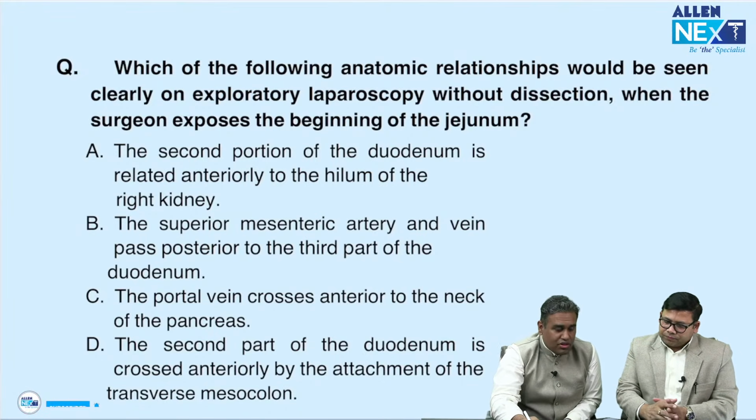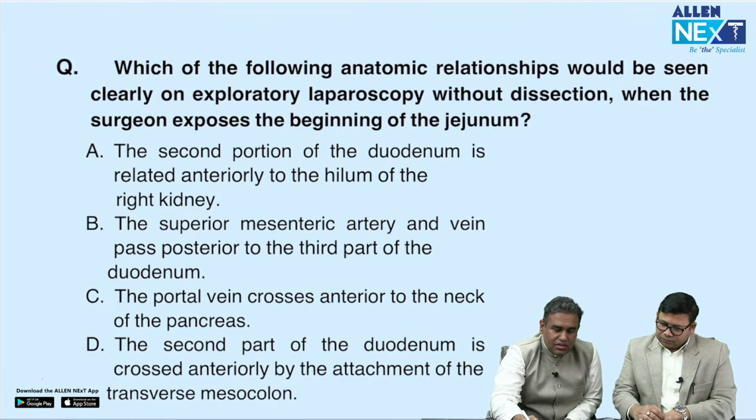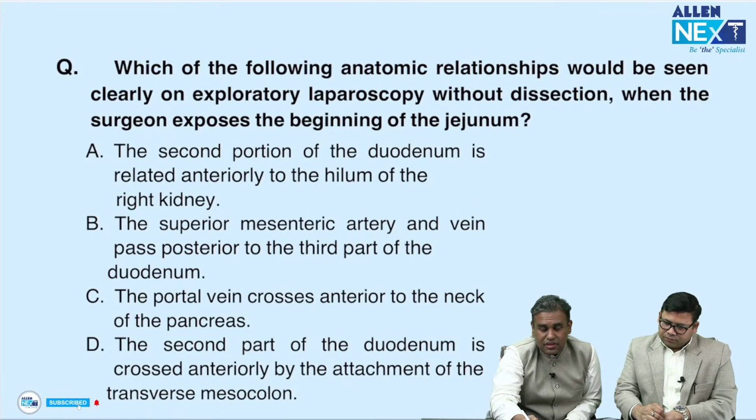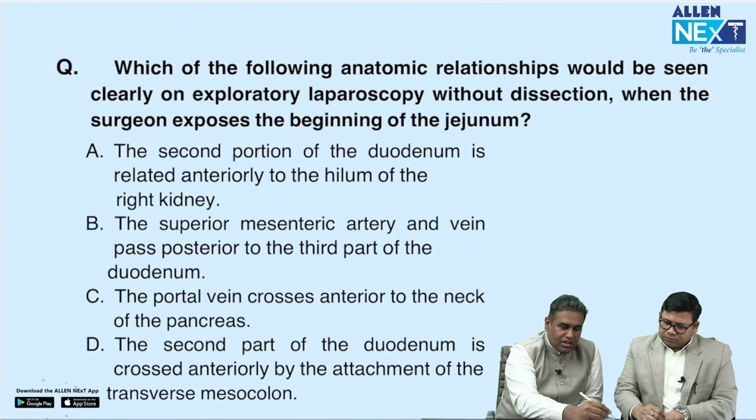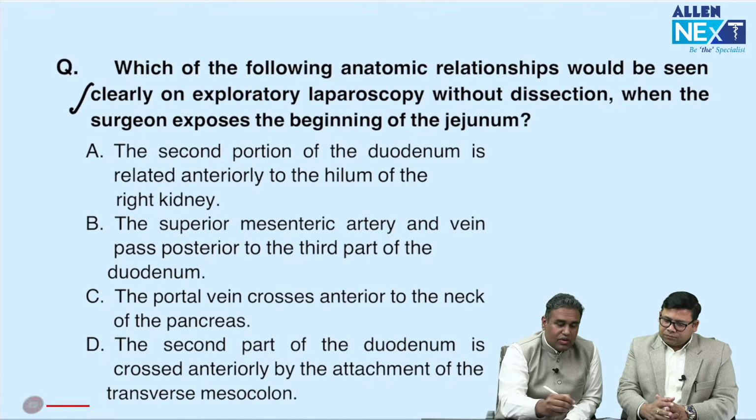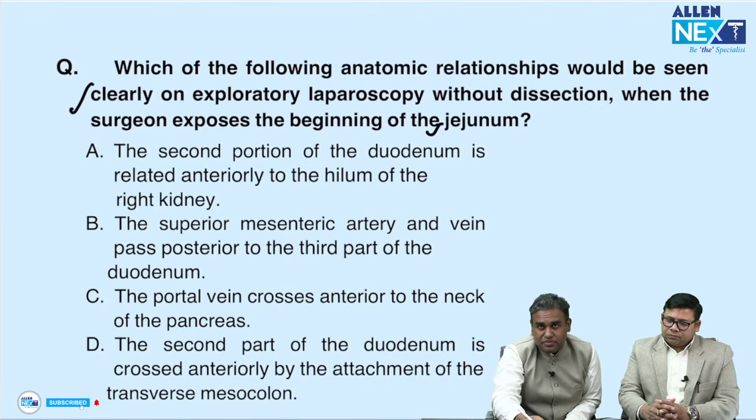So there's another beautiful question for you guys. Listen carefully. Which of the following anatomical relationships would be seen clearly on exploratory laparoscopy without dissection when the surgeon exposes the beginning of the jejunum? So it's a complete integration question. What are you going to see once you reach the beginning of the jejunum?